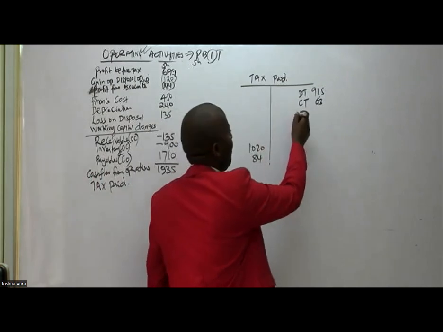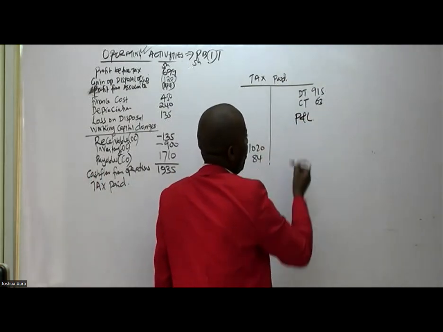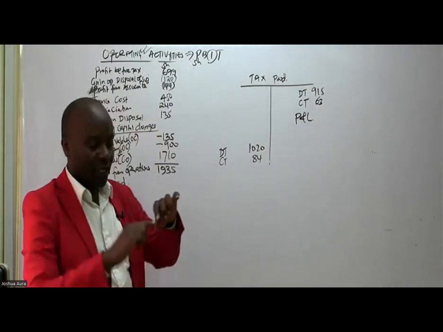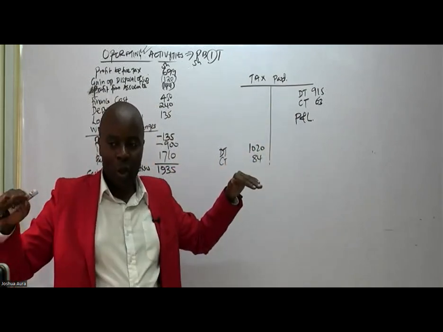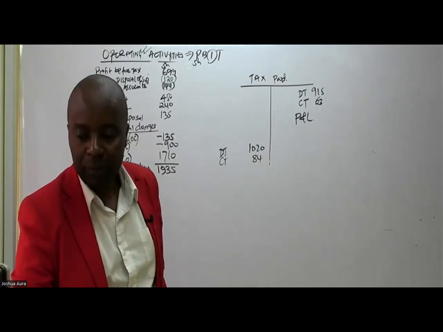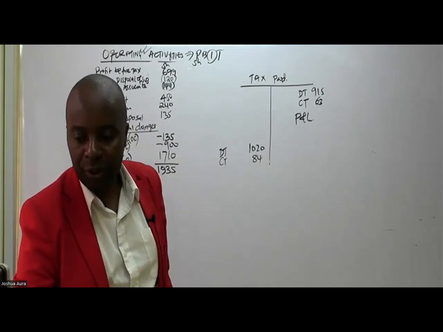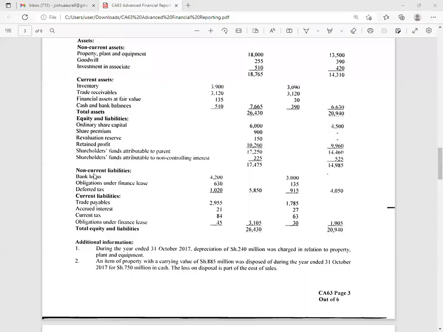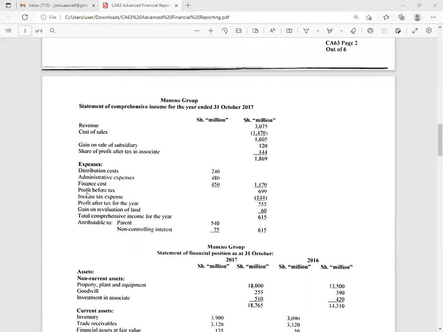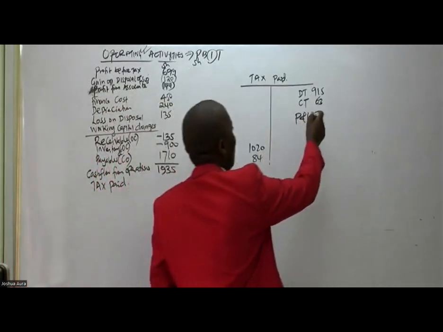And then, of course, we have the P&L, profit and loss, to recognize the tax. This is tax at the beginning of the year, tax at the end of the year. During the year, we had some tax obligation. We are told here, in the income statement, there is an income tax expense of 144. So P&L 144.